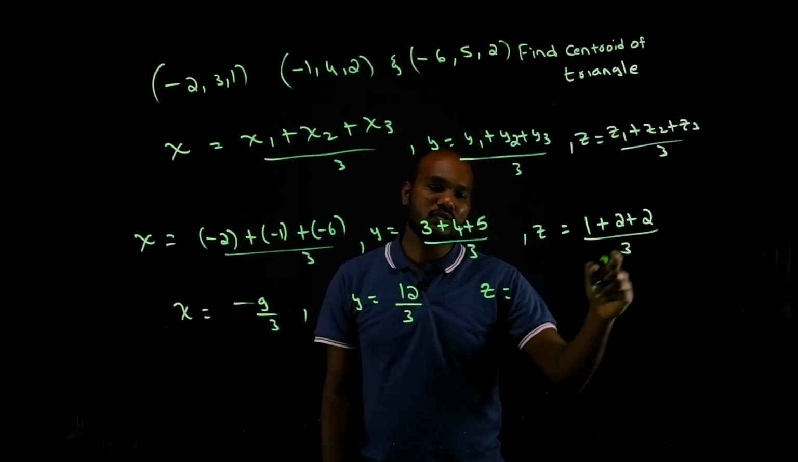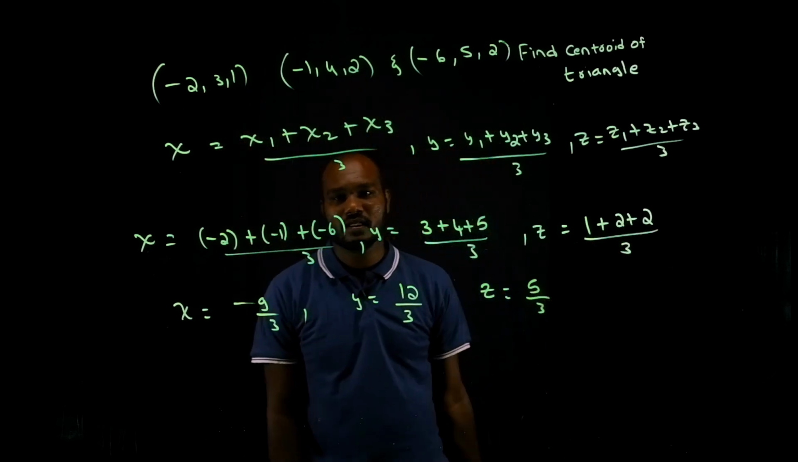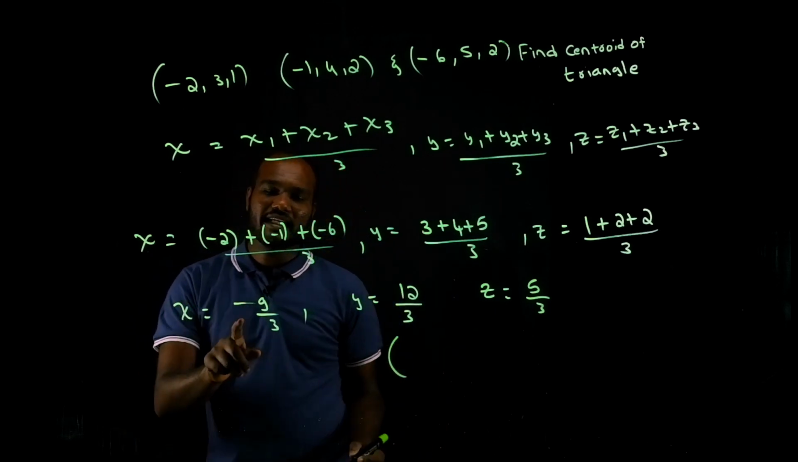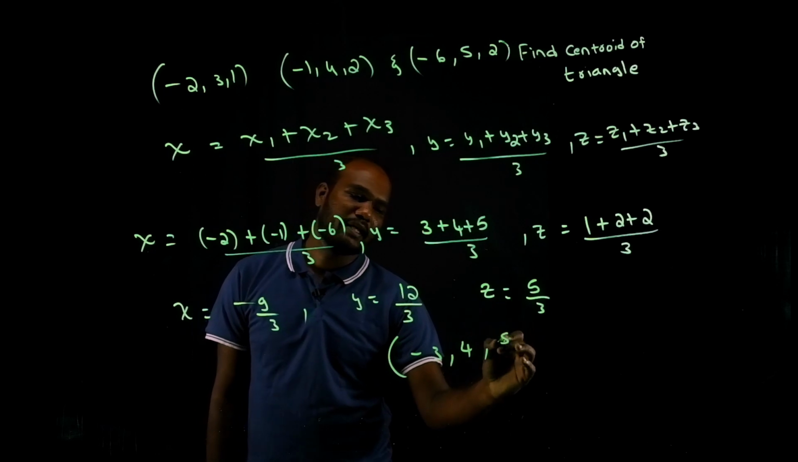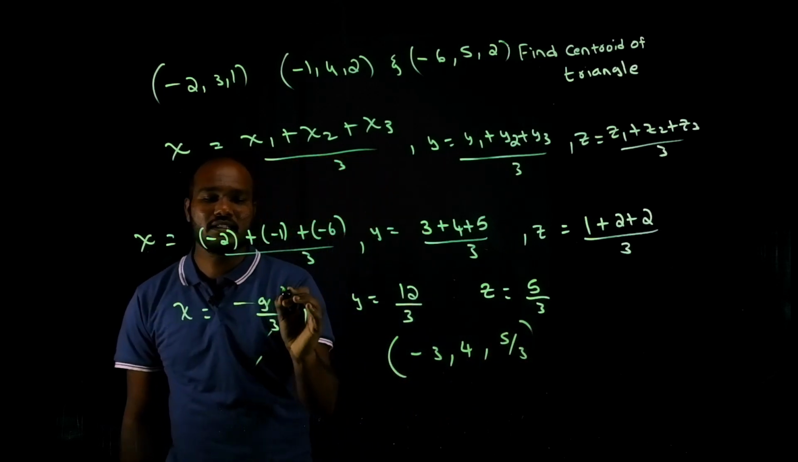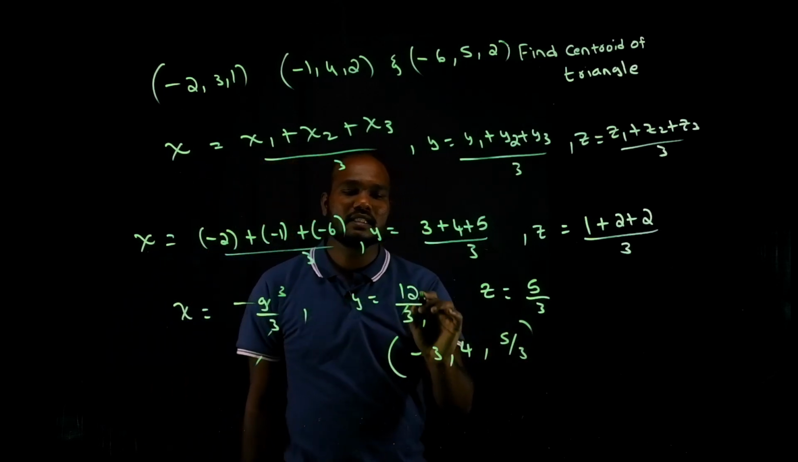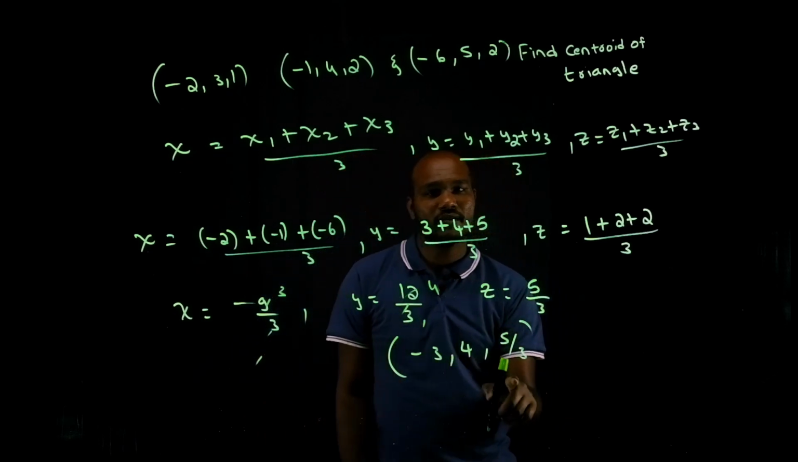That is 1 plus 2 plus 2. How much? 5 by 3. So if I solve this, I'll get the x value as minus 3, y value as 4, z value as 5 by 3. Just cancel: 3 ones are 3, 3 threes are 9. So minus 3, 3 fours are 12. Minus 3, 4 and 5 by 3.